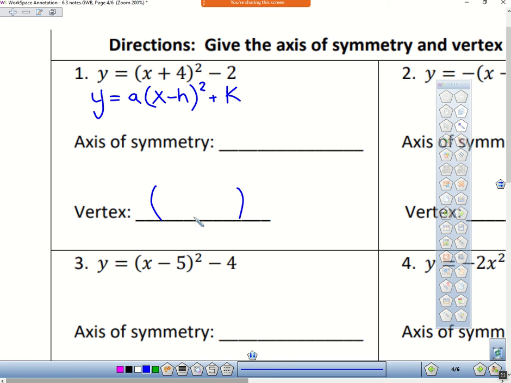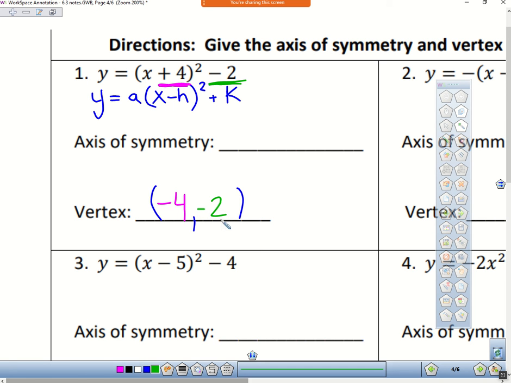Is that times k or plus k? It's plus. No, so your vertex is always (h, k). So what's your h value in this situation? 4, but the 4 is going to change sign, so it's actually going to be negative 4. And what would your k value be? Negative 2. So the k value does not change sign, the h does.